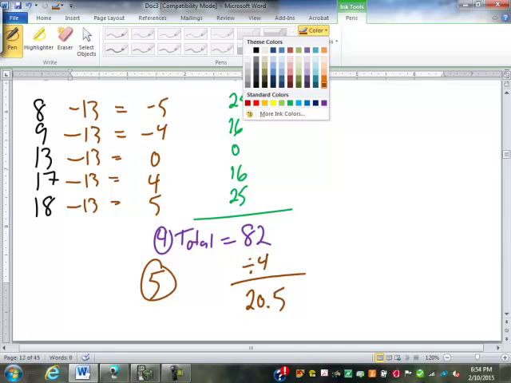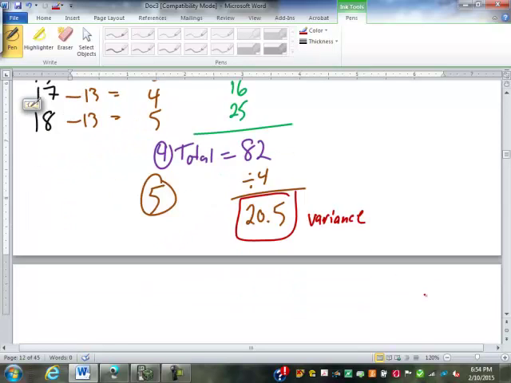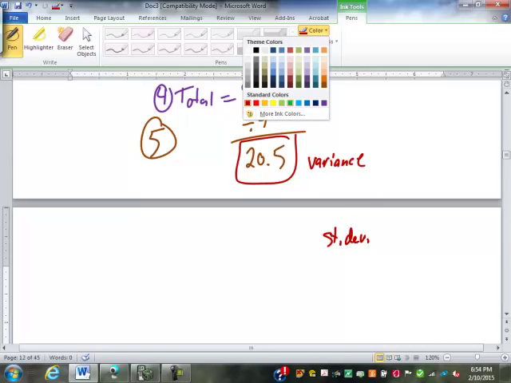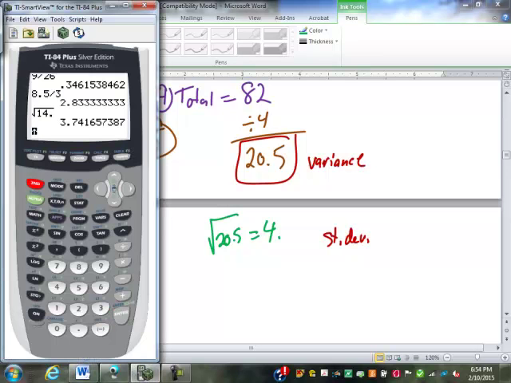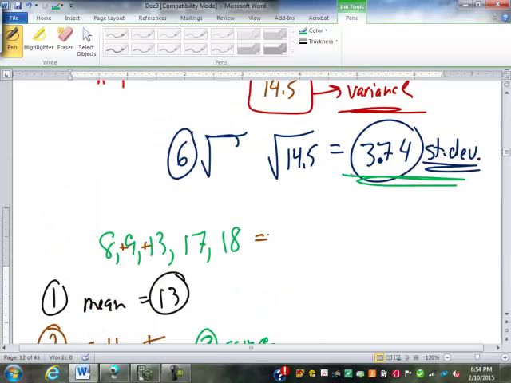That number right there would be called what? The variance. If I want the standard deviation, what do I still have to use? The square root of the 20.5, which will give us 4.53. Notice that is larger than what we had up here. We had 3.74, so that tells us that data set is more spread out.